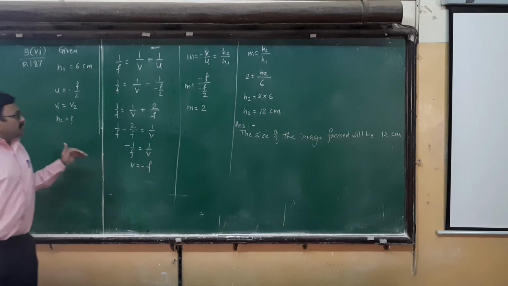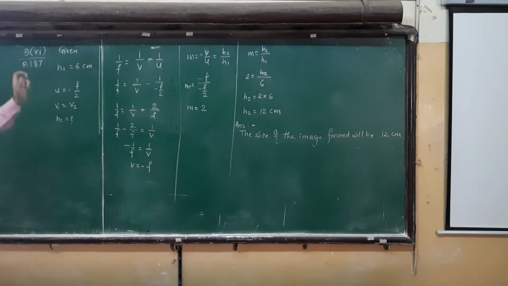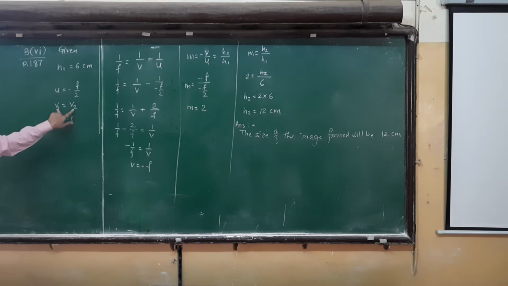Now I will repeat the whole example again. In the example it is given that a convex lens is held some distance above a 6 centimeter long pencil. Here we say the height of the pencil is equal to 6 centimeter. Then it produces its image of the same size. That means the first image is of the same size, therefore v1 is equal to v2.